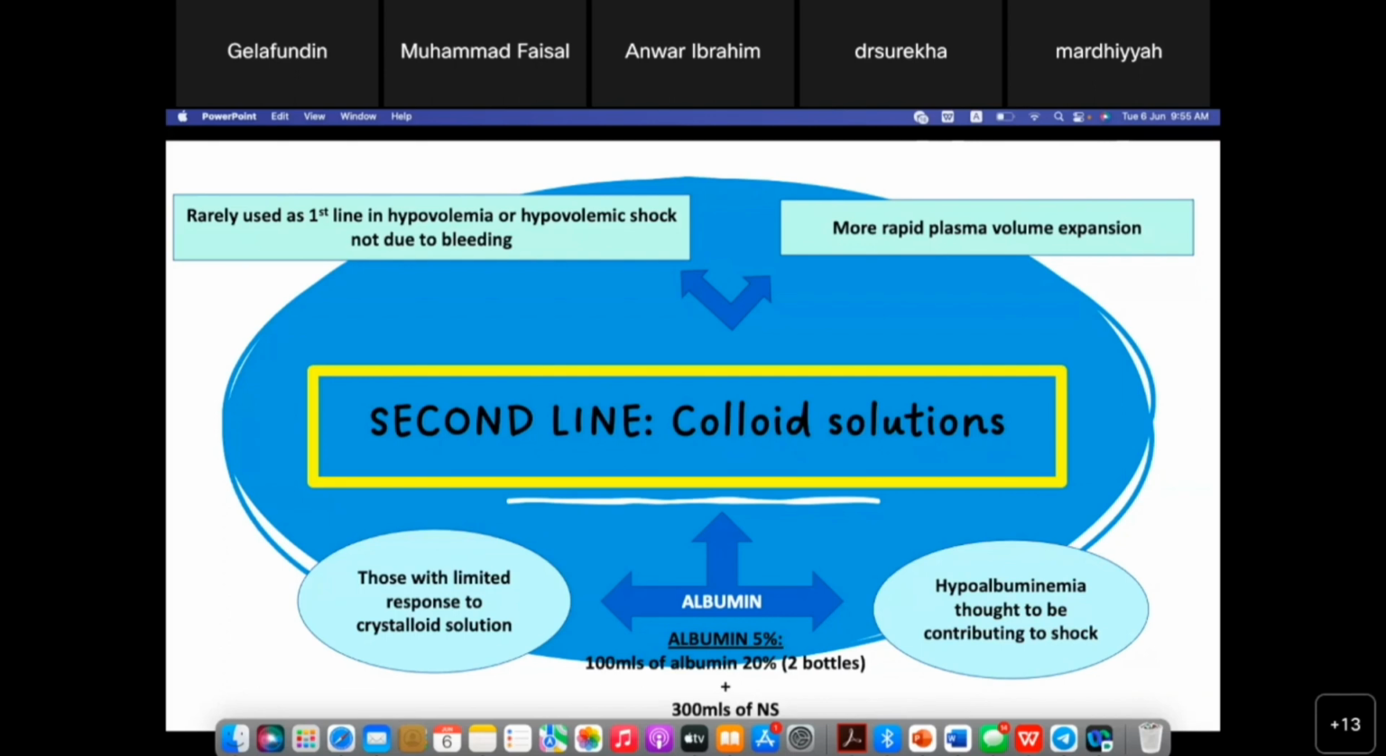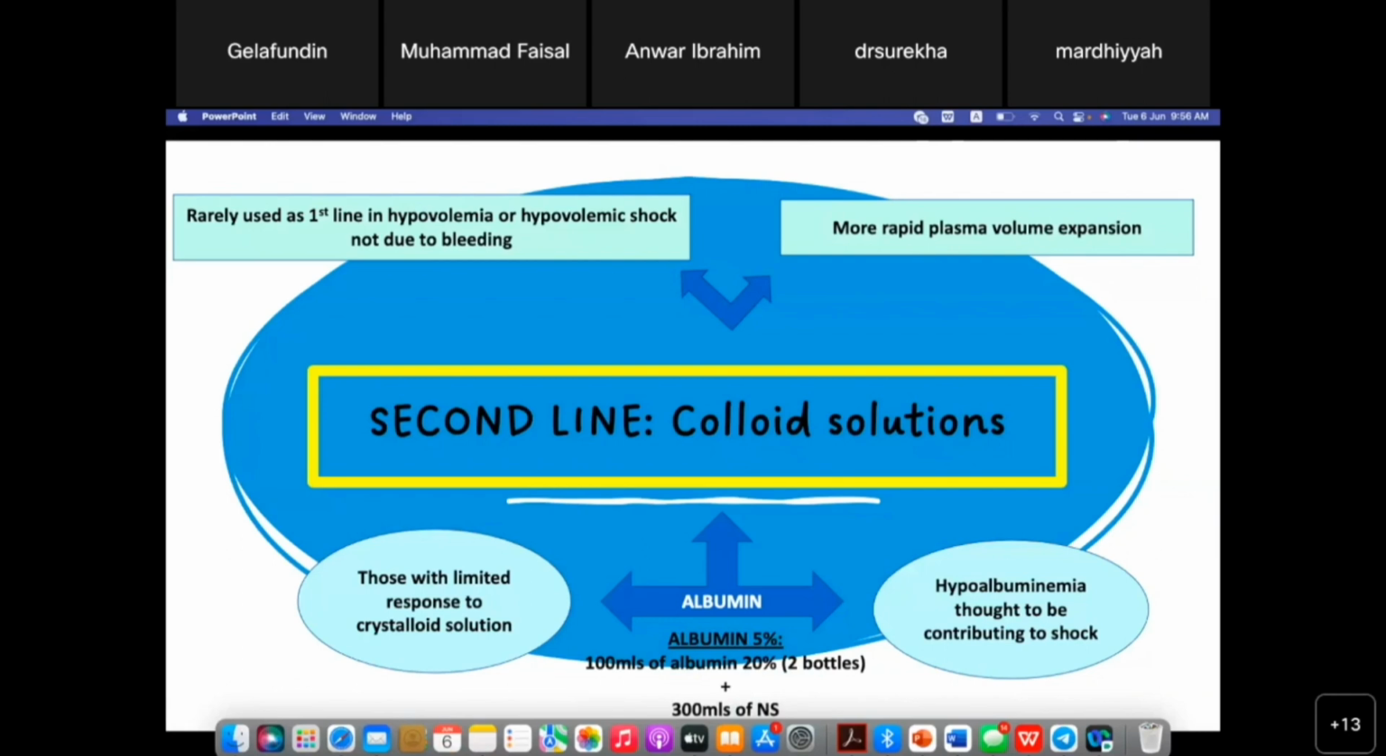So for albumin we have 20%, and to create albumin 5%, we can take 10 ml of albumin 20%, where one bottle of albumin 20% has 50 ml. So 2 bottles will make 100 ml, and you add it to normal saline 300 ml. So you take 1 pint, you discard 200 ml, you add 100 ml of albumin, and this will create albumin 5%.